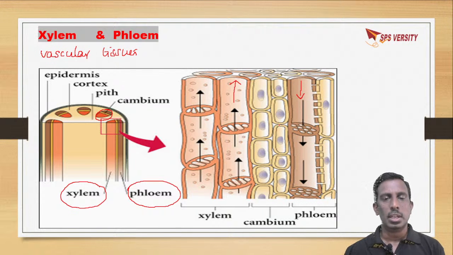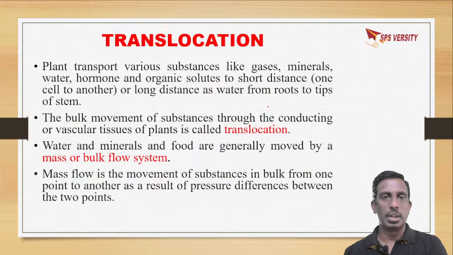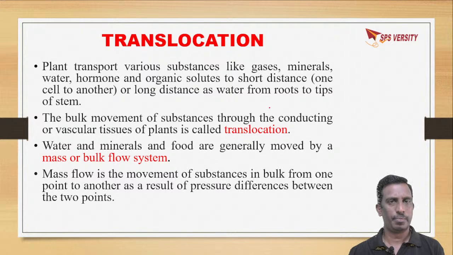So here xylem and phloem transport the substances in opposite directions, where xylem will transport water and minerals and the phloem will transport food type substances. Okay.